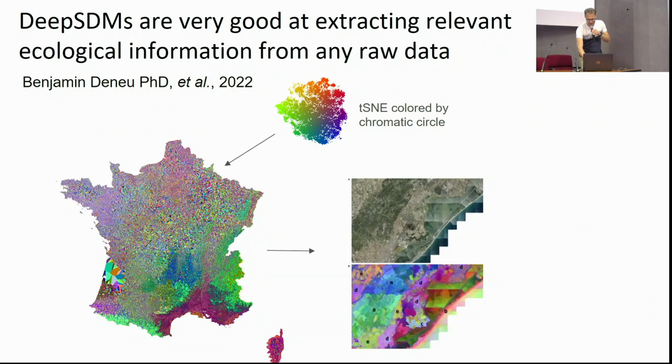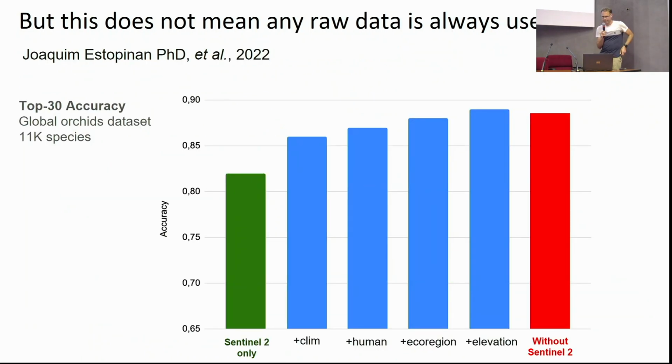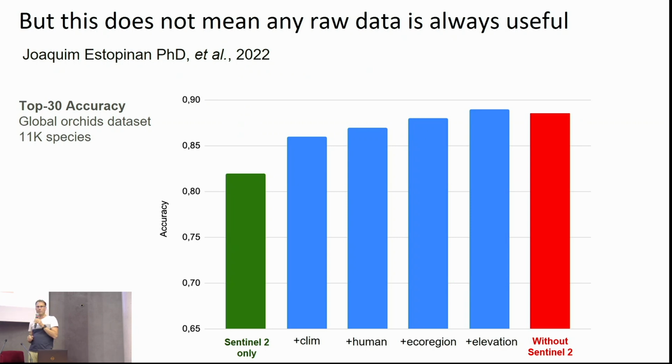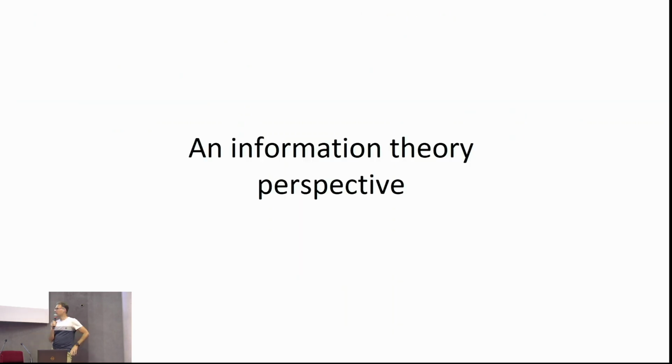Benjamin talked about the same story, but with another visualization that shows that. But it does not mean that any raw high-dimensional data is always useful, which is another story. One example is, for instance, you start with a model trained only on Sentinel-2 images. Then you are happy, you have good performance, and then you add other classical variables into your deep learning model, and so you improve the performance. Then finally we had a big model with all the variables that works well, and we tried to remove the Sentinel-2 image from the model, and as you see, it's almost equivalent with or without the Sentinel-2 variable. So let's have an information theory perspective on that.